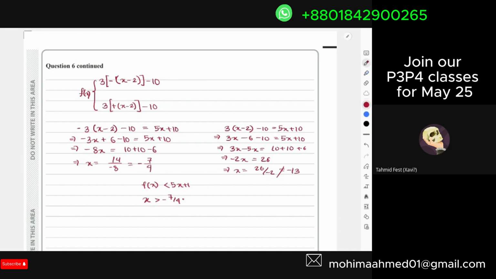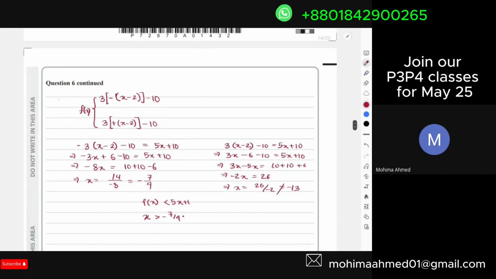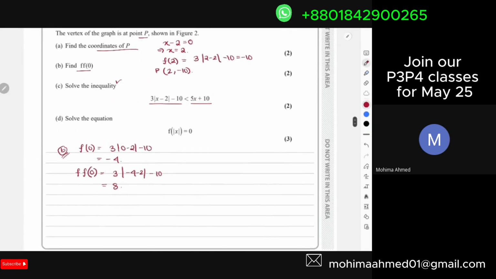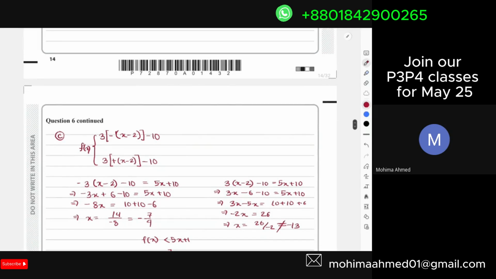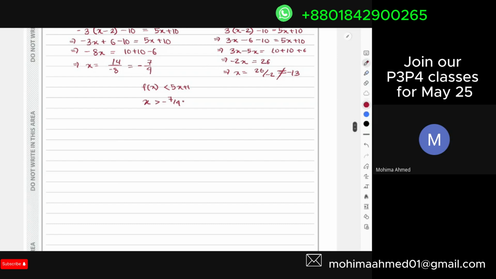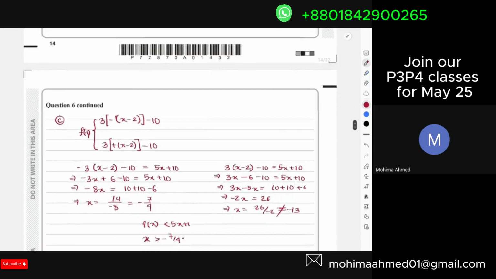Yes, ma'am. Then we are done with your part C, and again you have to write that this is not equal to 13, but you have to show the working for this one also. And then if I focus on your part D, if f of modulus x equals 0. X modulus means that this time only the value of your x should always be positive, but otherwise f of x could be negative, right? So we are again using that piecewise function.